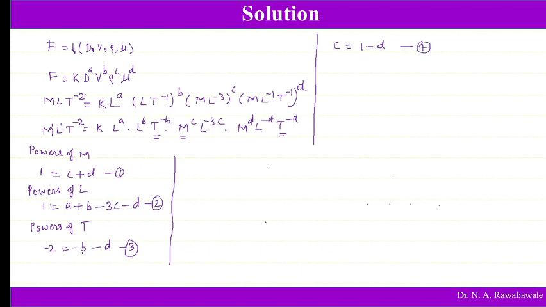Now we come to the third equation, where we can get b is equal to 2 minus d. We call this equation number 5. If we transfer b to the left hand side and minus 2 to the right hand side, b becomes plus and minus 2 becomes plus on this side. So b is equal to 2 minus d.